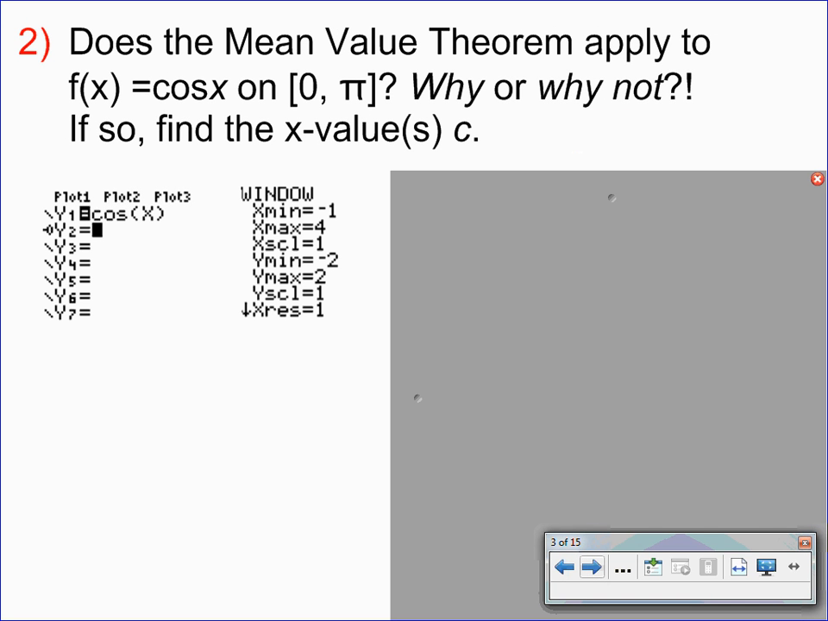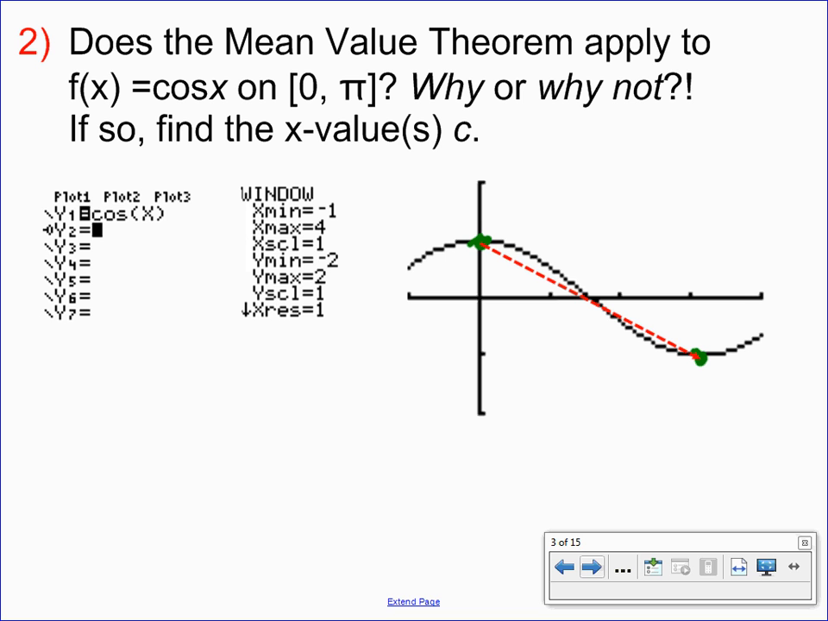So does the mean value theorem apply to f of x equals cosine of x on the interval 0 to pi? Meg? Yes, it does. We have a smooth, differentiable, well-behaved function that's continuous on my interval 0 to pi. And so I know the mean value theorem guarantees the existence of at least one x value on my interval a to b, in this case 0 to pi, where the slope of the tangent is going to be the same as the slope of the secant line.